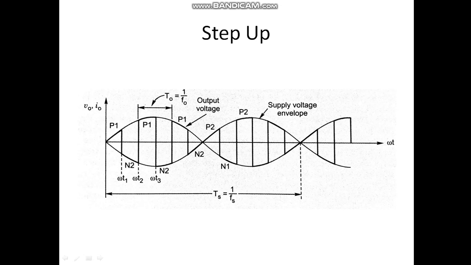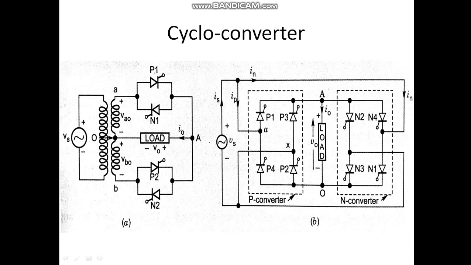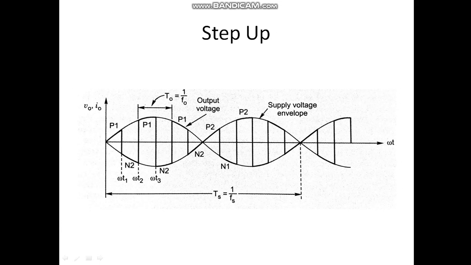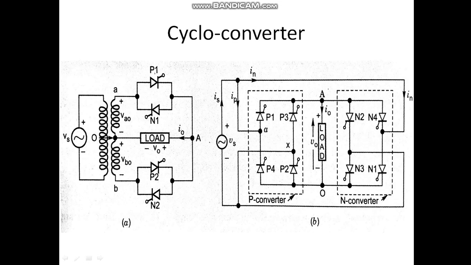Now at omega T2, again N2 is force commutated and again P1 is made on. So again voltage polarity will be reversed. This side will be positive, this side will be negative. Till omega T equal to 3, P1 is conducting. At omega T equal to 3, P1 is force commutated, again N2 is made on.